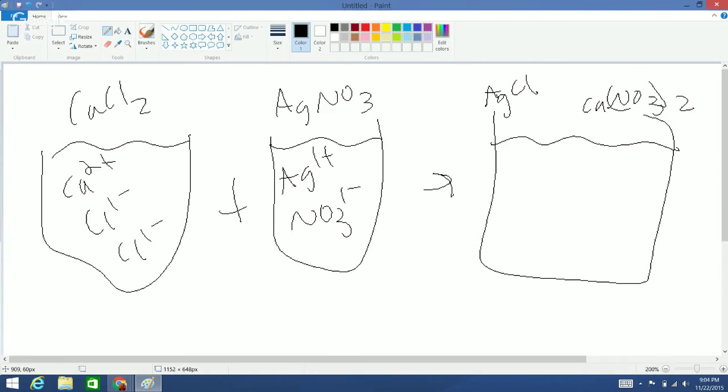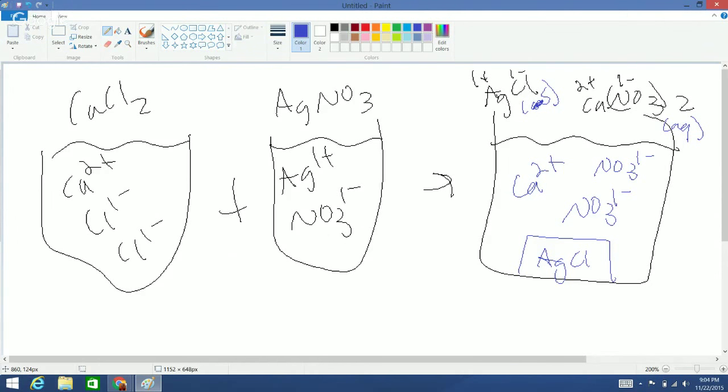By looking at my ions, I need 2 nitrates for every 1 calcium, 1 silver for every 1 chlorine. If I use my solubility table, I'll see that silver chloride is actually a solid, and calcium nitrate is aqueous. So when I draw it, I want to show my silver chloride sitting at the bottom, and my calcium nitrate floating around up top.